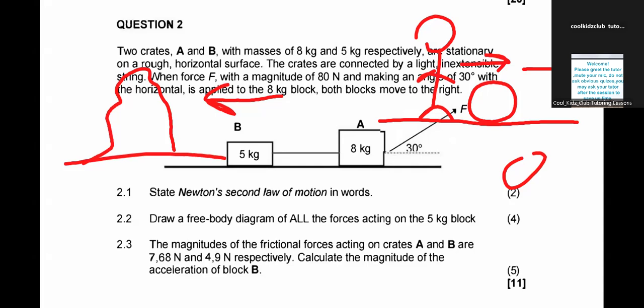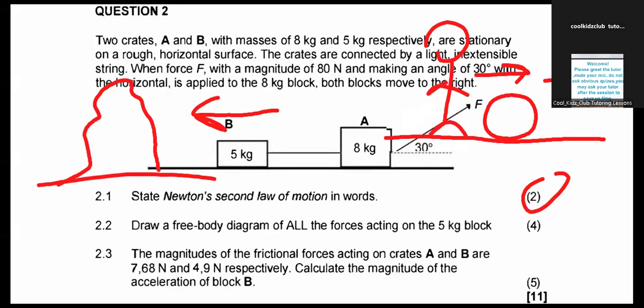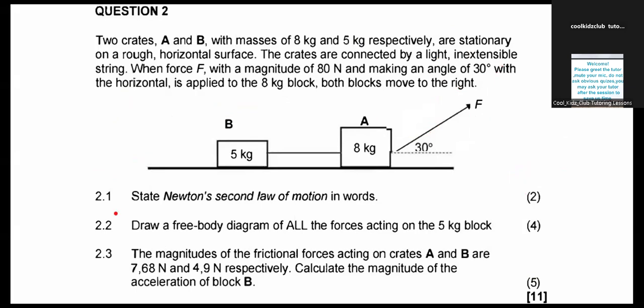So let's continue. Now they said, draw a free body diagram. This is now 2.2. Draw a free body diagram for all the forces acting on the 5 kg block. And we know that since this is the block, there is a tension, and the tension is the one pulling the object. That is why the tension will go in that direction.